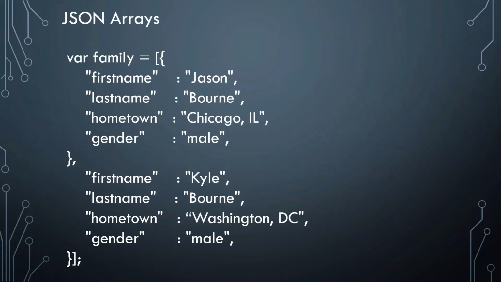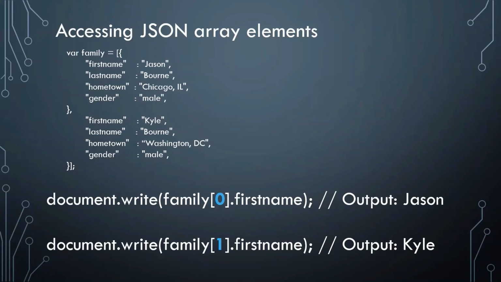A slightly more complicated example involves storing two people in one variable. To do this, we enclose multiple objects in square brackets, which signifies an array. For instance, if I need to include information about Jason and his brother in one variable, I might use the following. In order to access information from the array that we just created, we need to access the array index of the person we wish to access. For example, we would use this snippet to access information from the variable family.